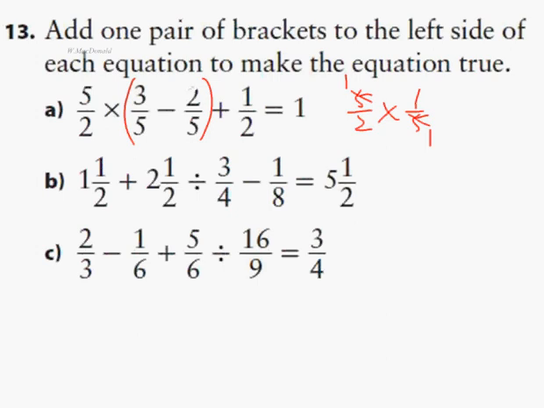No, it's not going to work. This becomes 1/5 right in here if I subtract those two. And 5/2 times 1/5 is 1/2. So the answer is, if I put my brackets around there, this will equal 1.